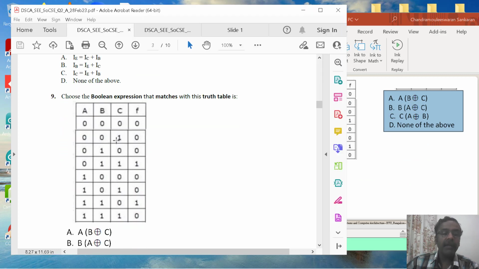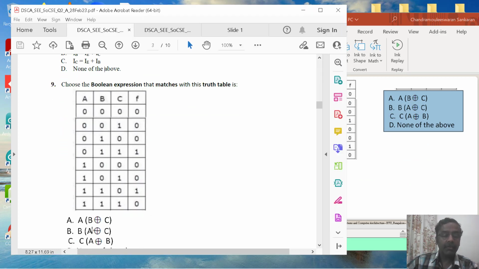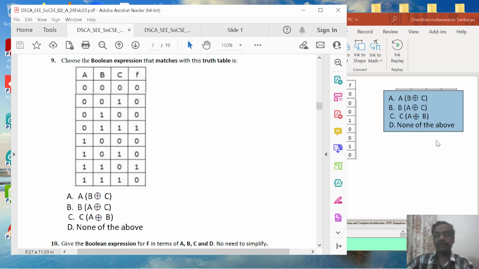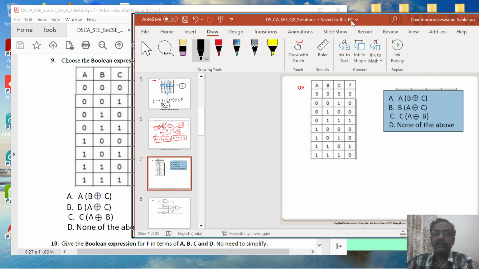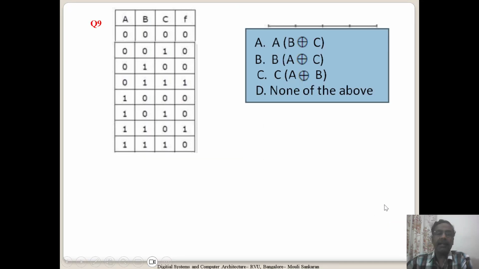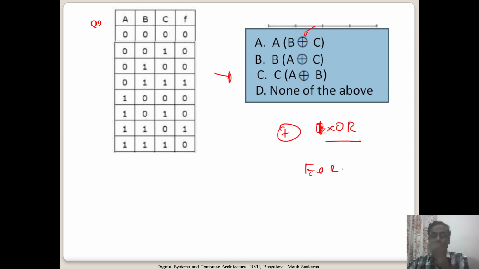Now I am given a Boolean expression and you are asked to find out which expression it corresponds to. So let us try to solve this by considering the inputs and the options given here. Now, what is this operator? This is an XOR operator, which you must be aware of. XOR, or we can write it as EOR. Now, XOR operation is what? 0, 1 and 1, 0 will result in 1, whereas 0, 0 and 1, 1 will result in 0.